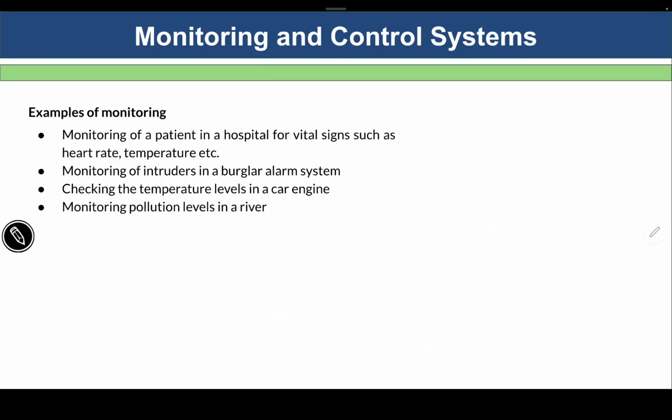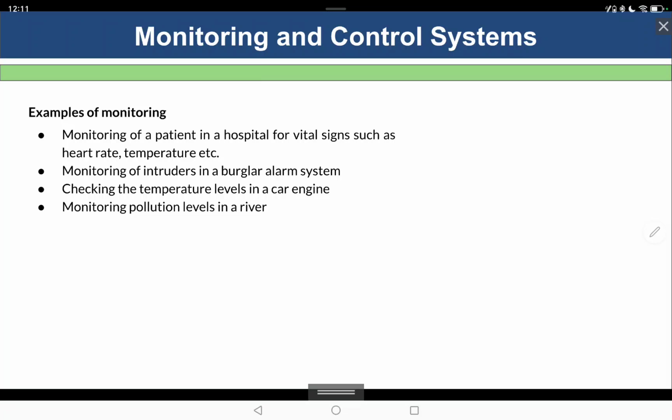Now let's look at examples of monitoring systems. We have monitoring of patients in the hospital for vital signs. There are devices in the hospital that will monitor the vital signs of patients, like the heart rate, the temperature, and so on. Then there's also a monitoring system that monitors intruders in a burglar alarm system. We also have a monitoring system that checks the temperature level in a car engine. And also, there's a monitoring system that monitors the pollution levels in a river.